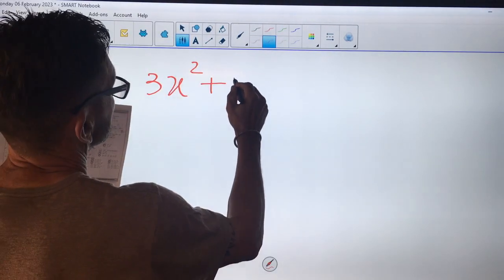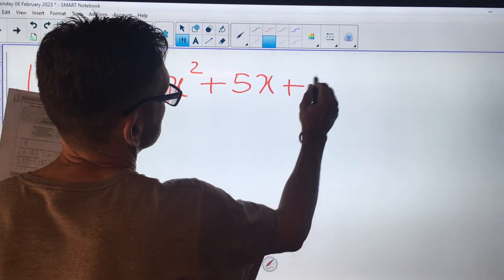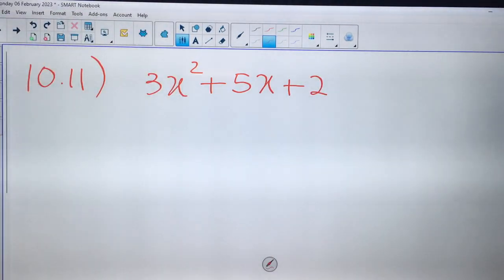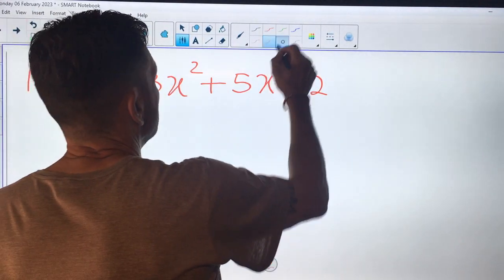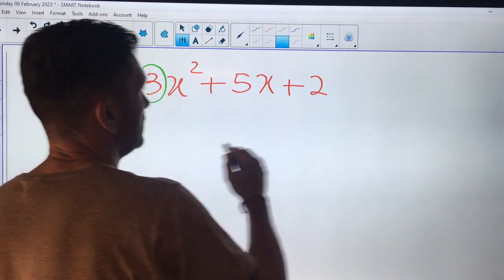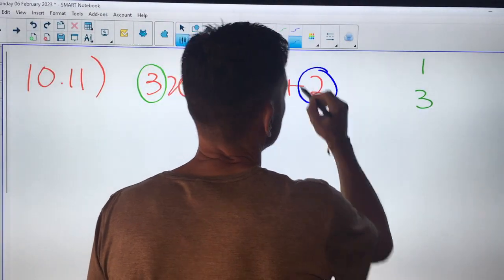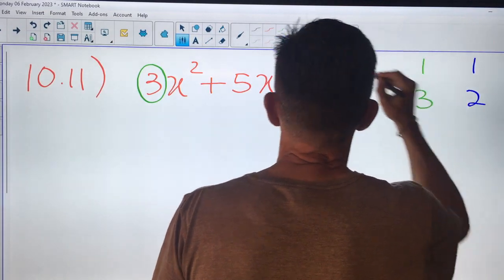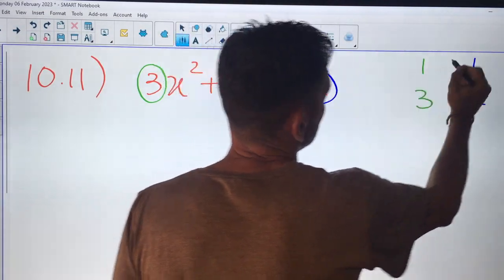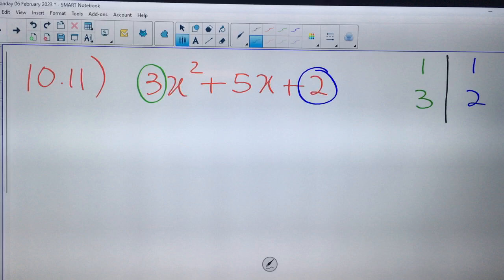x squared plus 5x plus 2. Now we need to look at the factors of 3, which is 1 and 3, and I need to look at the factors of 2, which is 1 and 2, and then in between the two, I draw a line.